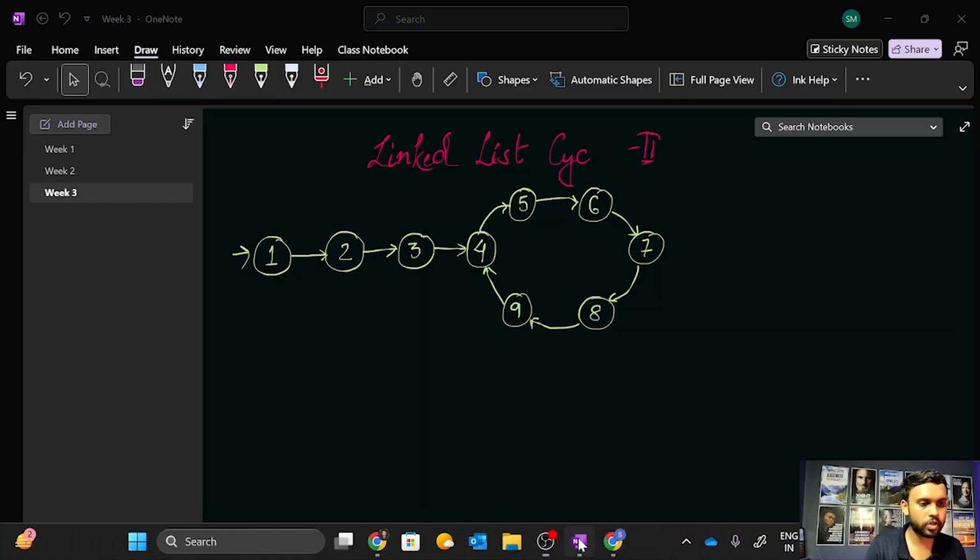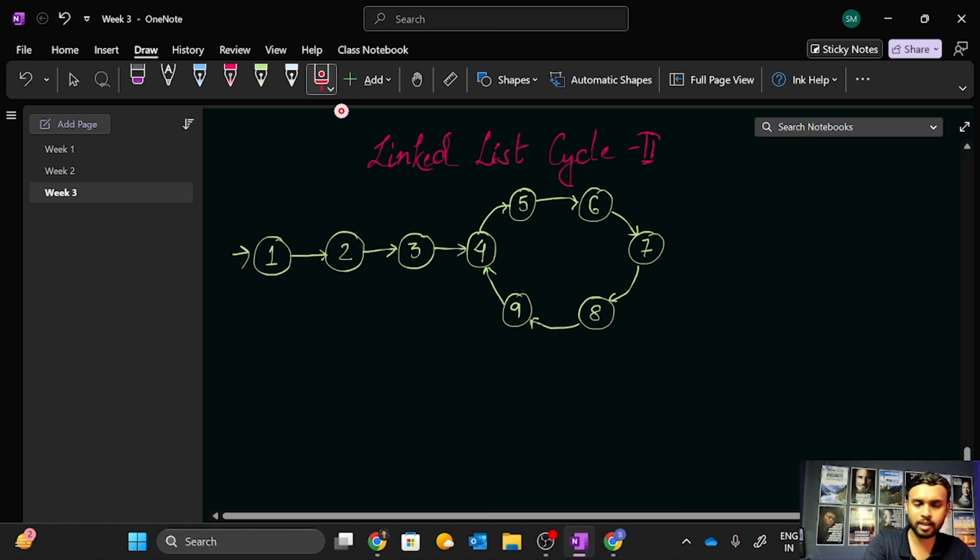So the next question is Linked List Cycle 2, right? Linked List Cycle 2. In this question, not only do we need to find out if there exists a cycle or not, but if there exists a cycle, we also need to return the address of the node from where the cycle is starting.